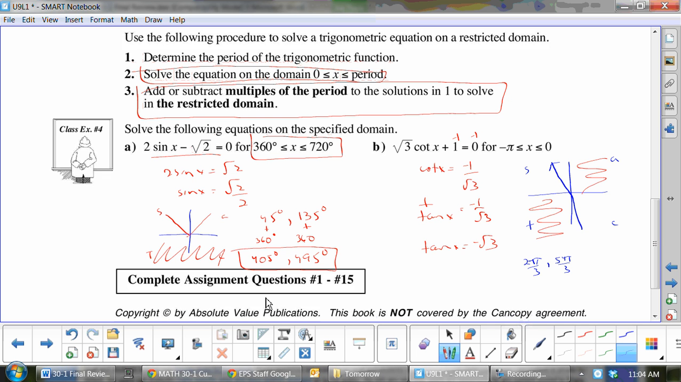Now, that is between 0 and 2 pi, correct? Look, it does not want me in there. It wants me between negative pi and 0. Now negative pi is right here. So what is the answer that is between negative pi and 0? 5 pi over 3 is not in here. Very good. Negative pi over 3.